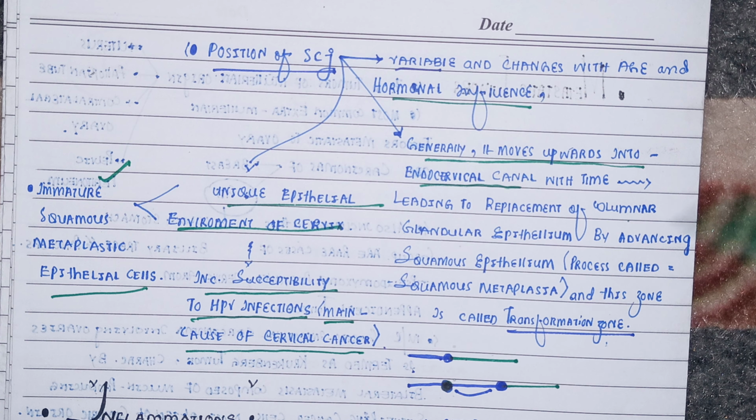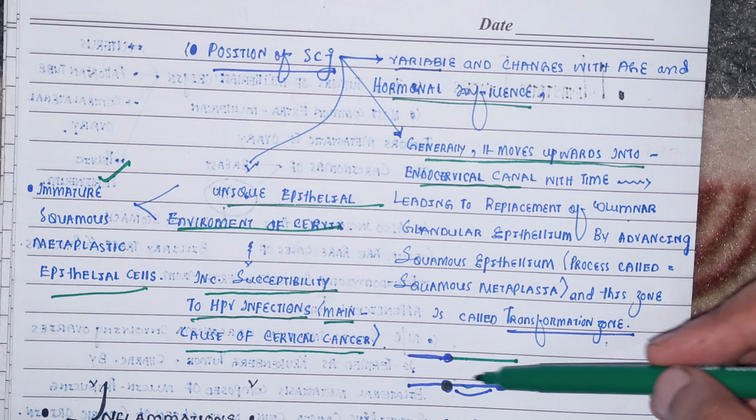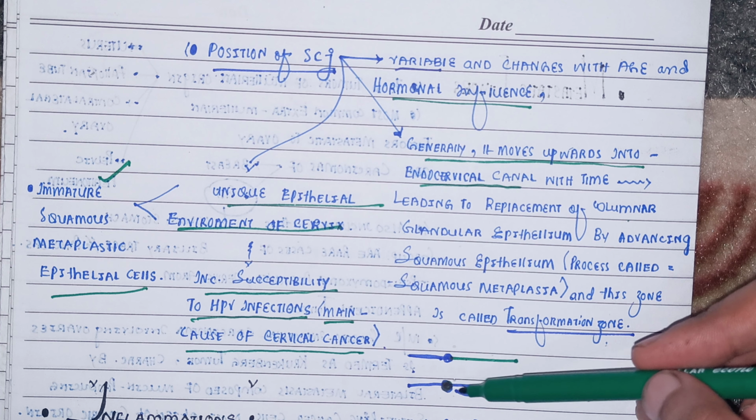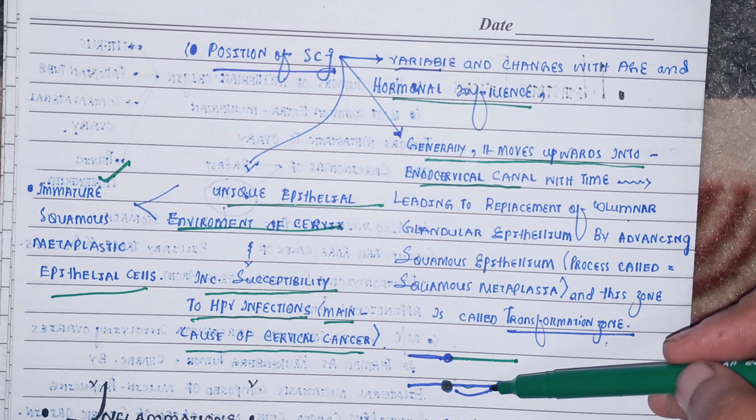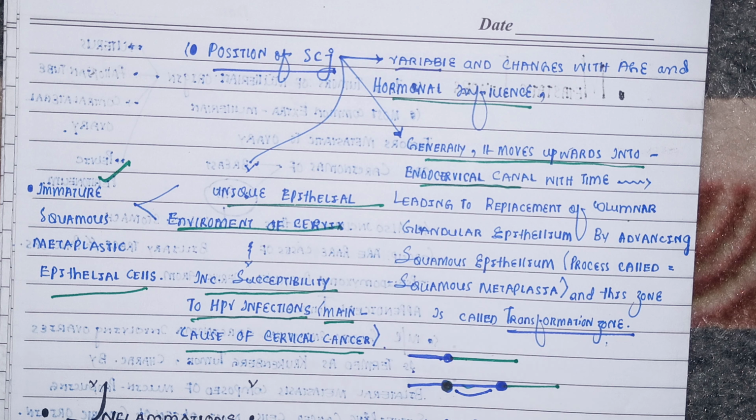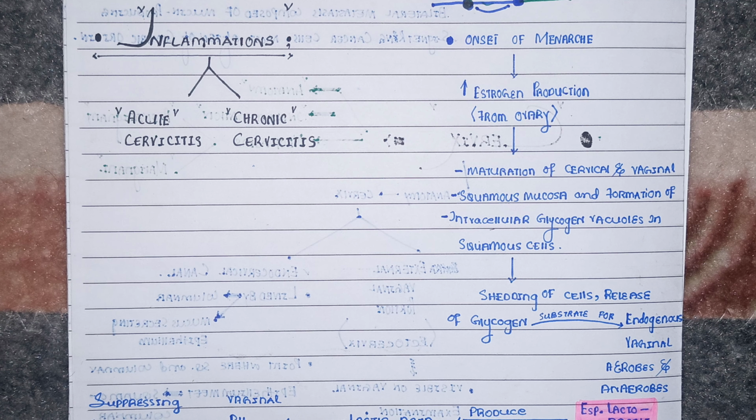Now you understand, beta. This is the transformation zone where initially there were the columnar cells, but now squamous cells are replacing the columnar cells. This zone now has immature squamous cells, and those immature squamous cells are at high risk of developing the HPV infection, that is the human papilloma virus infection, and ultimately the development of cervical cancer. Okay, let's now start with the inflammation of the cervix, that is called cervicitis, acute and chronic cervicitis.